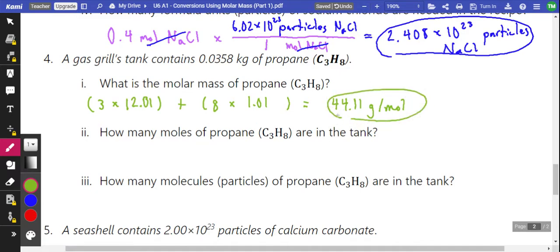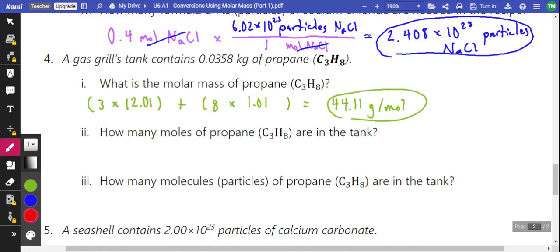Circle that. Okay, how many moles of propane, C3H8, are in the tank? Well, we have kilograms to start with, but my molar mass is in grams per mole. So I need to be careful about this. I can't leave 0.0358 kilograms as kilograms, or else it's not going to cancel correctly. I need to change it to grams.